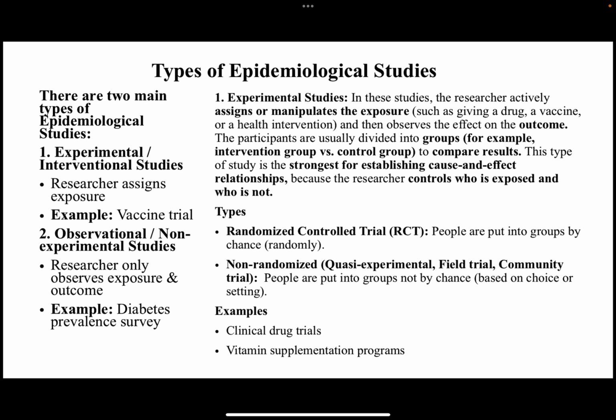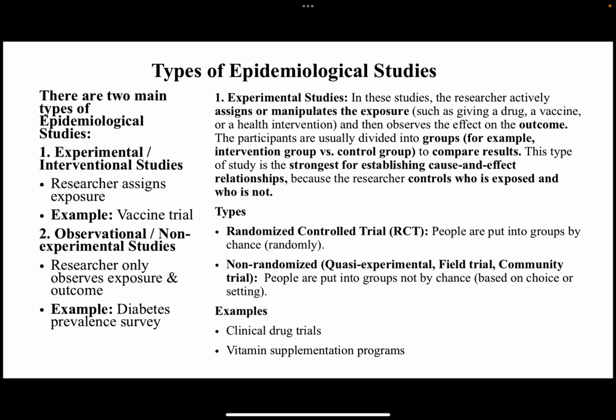Now, under the experimental studies, we have two types or two forms of experimental studies. We have what we call randomized control trial, or we can call it clinical trials. Then we have the non-randomized control trial, or you can call it quasi-experimental studies, or you can even call it field trial or community trials. Okay, so we have randomized control trial.